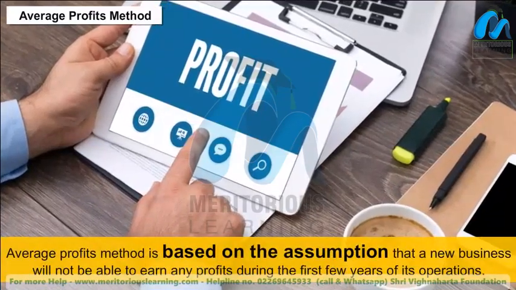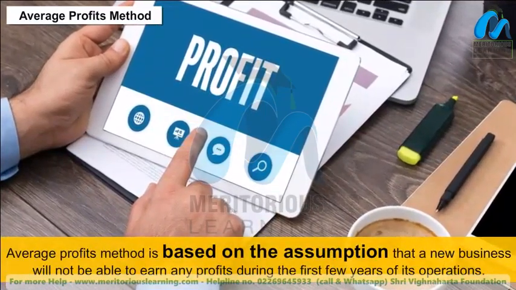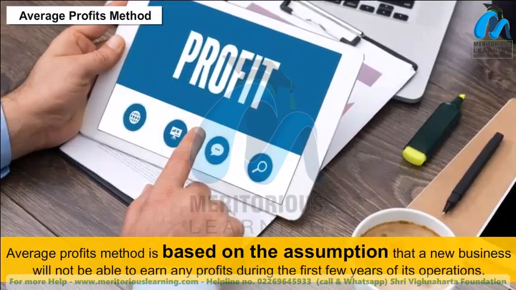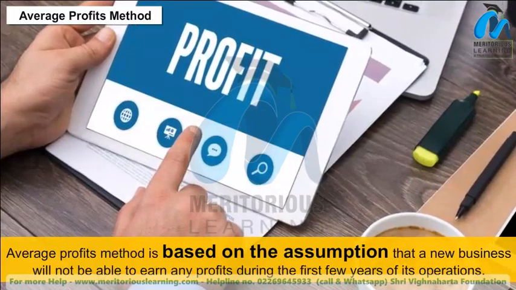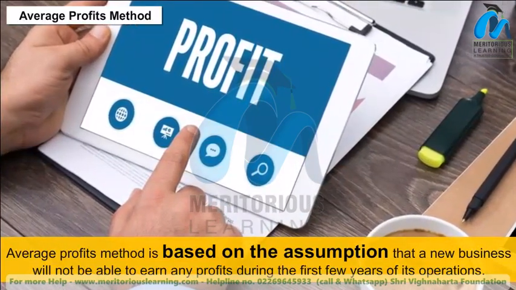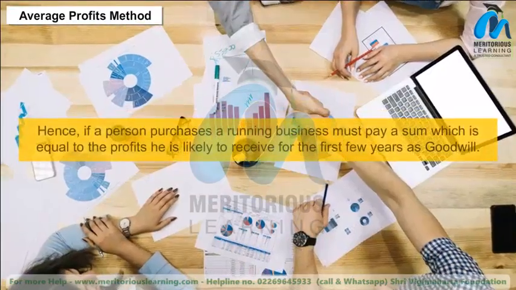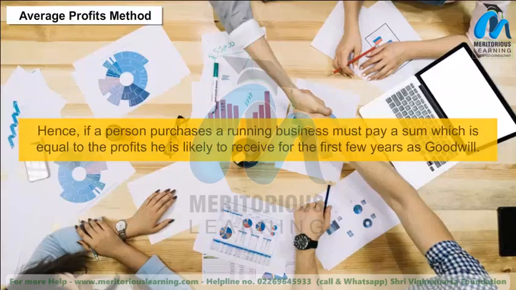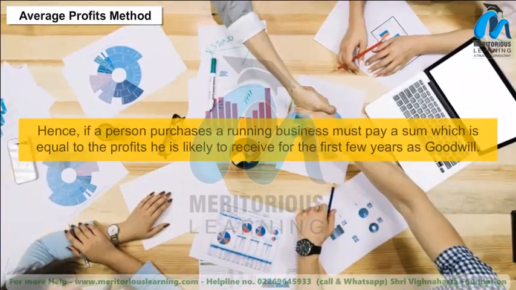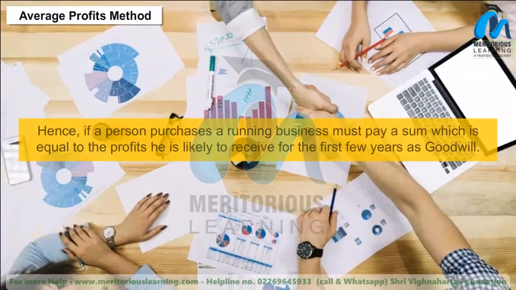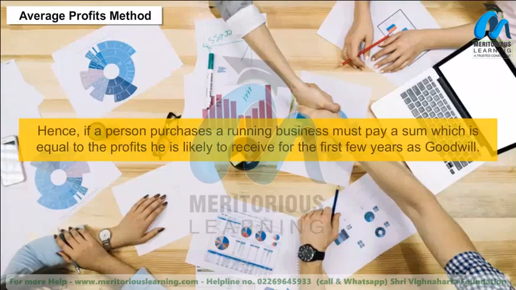Average profits method. The average profits method is based on the assumption that a new business will not be able to earn any profits during the first few years of its operations. Hence, if a person purchases a running business, he must pay a sum which is equal to the profits he is likely to receive for the first few years as goodwill.